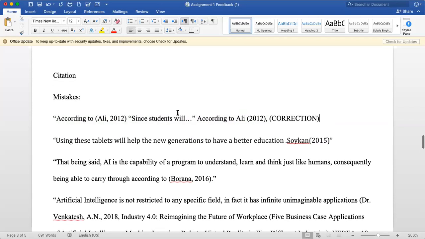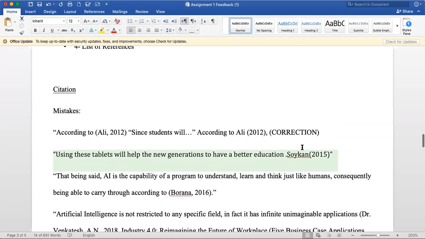Next one: "Using these tablets will help the new generations to have better education. Full stop. Soikan 2015." Can anyone tell me what the mistake is here? Is it correct? Soikan must be in the brackets. Okay, this is the first thing. Very good. So Soikan should be inside the parentheses, right? Excellent. But there's another problem, a very big problem. The full stop should be after the brackets.